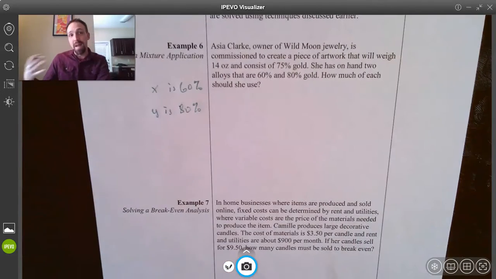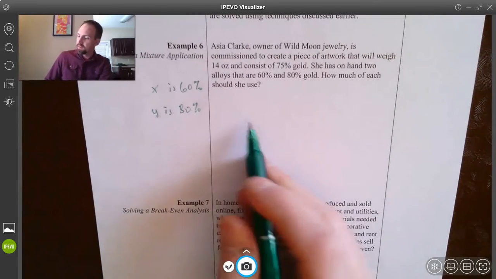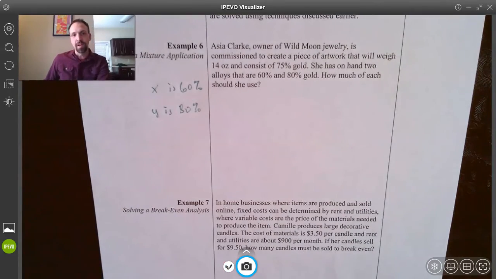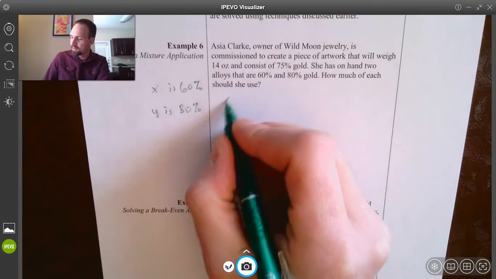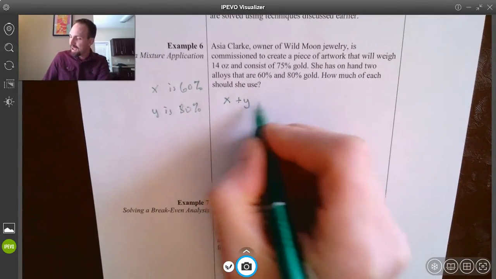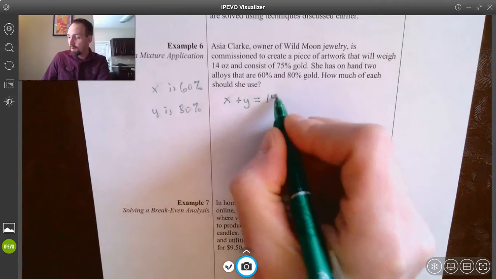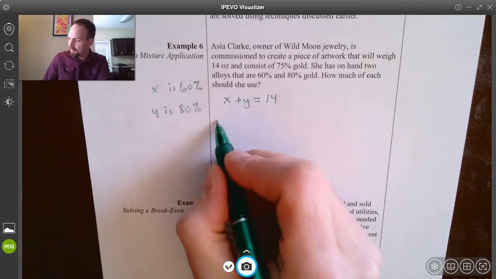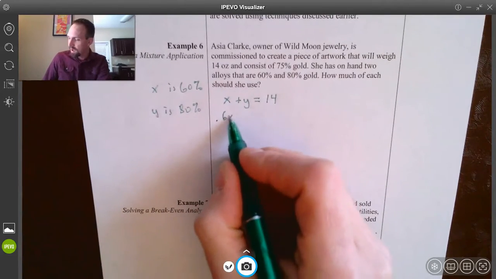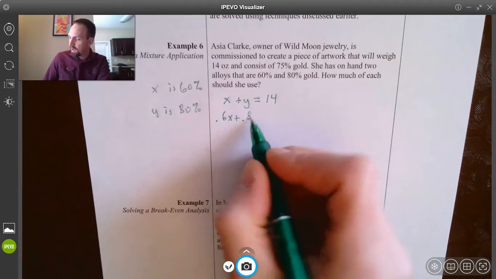So this is the amount. Remember, this is our ounces, so X is in ounces. So setting up my two different equations, if X is the number of ounces of 60% and Y is the ounces of 80%, if I add those together, then I'm going to get my total, which is 14 ounces. And I know that X is my 60%, so I could do 0.6X and then 0.8Y.